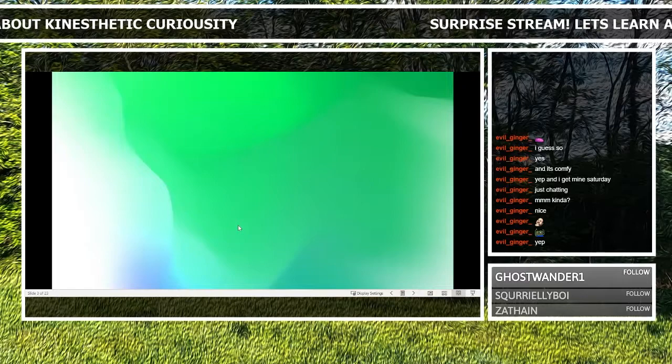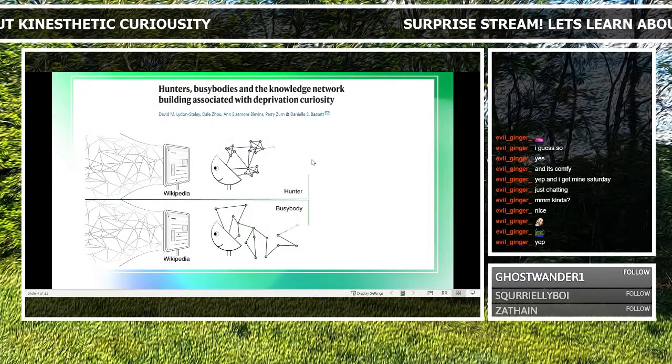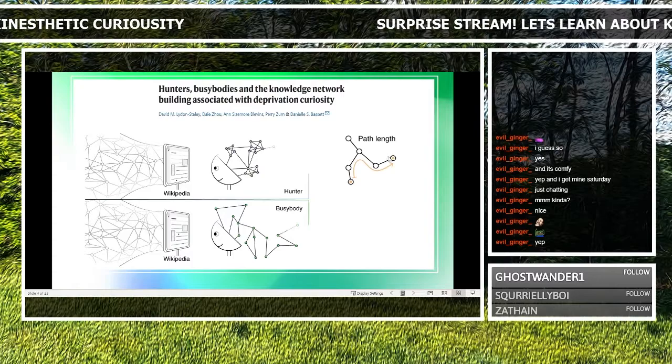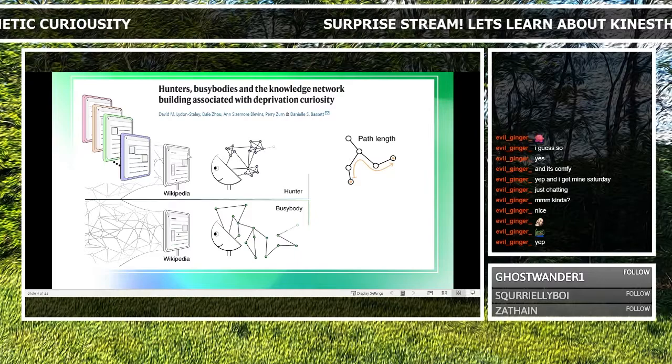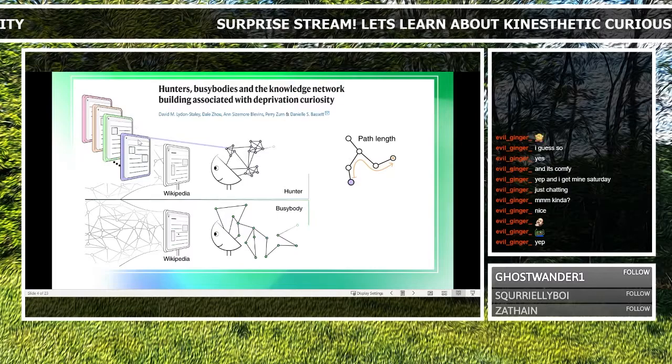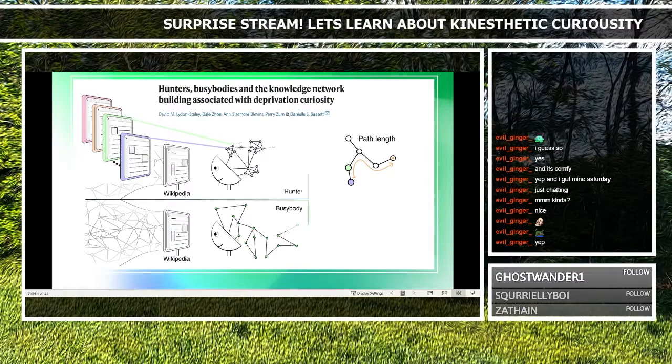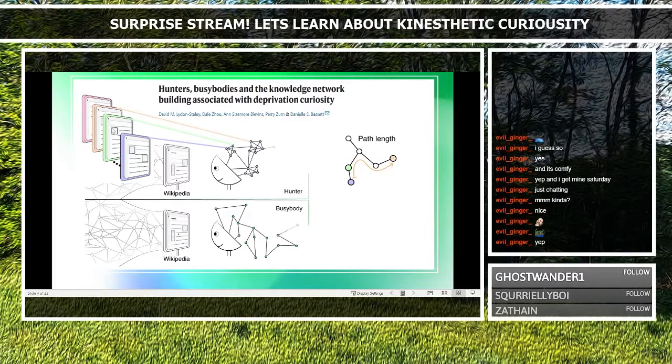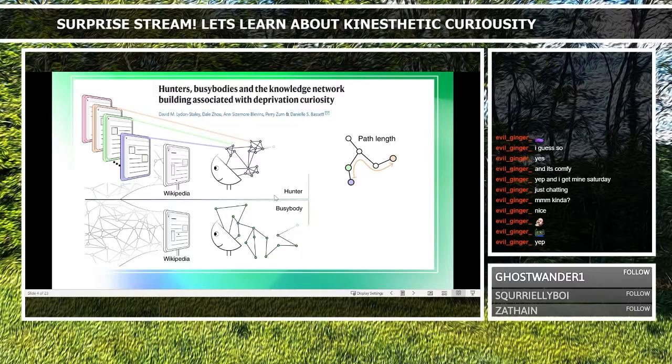So looking a little bit closer at this, you have this idea of a path length here. The path length is represented by these nodes and then the paths between them. He had participants look at Wikipedia pages, and each Wikipedia page is represented by a node. Sometimes these nodes are close together, signifying that they are closely related. And sometimes they are really far apart, so this would be something that's really different from each other.